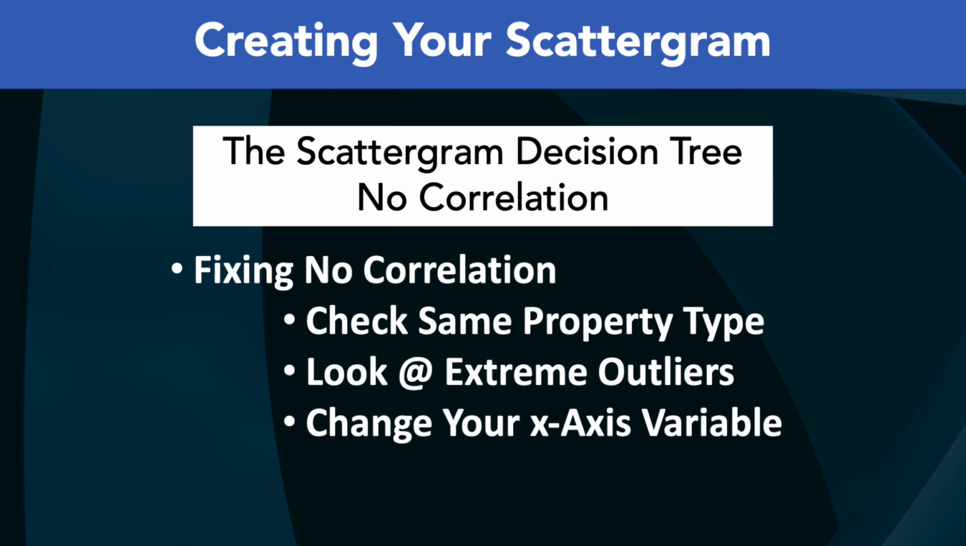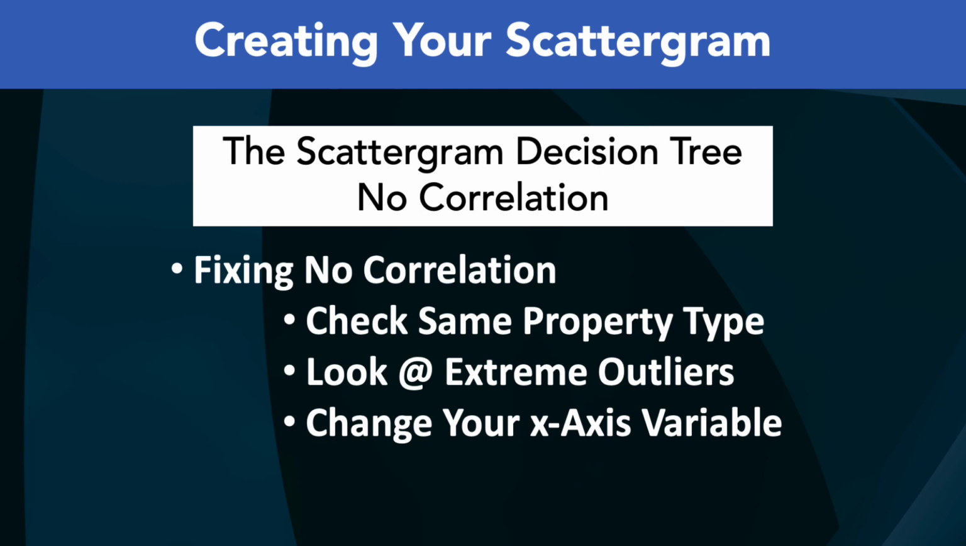Other times though, if that doesn't exist, we want to make sure we have the same property type, meaning we're not doing detached homes and attached homes in the same graph. We want to make sure we don't have any crazy outliers, like a home that's foreclosed on that's pulling one end way down or something. Or we can change our x-axis variable to fix it. Now in most cases, if you walk this process, first making sure your property type is the same, then looking at the extreme outliers, and if there aren't any, you just try x-axis variables, almost every single time this will fix it.